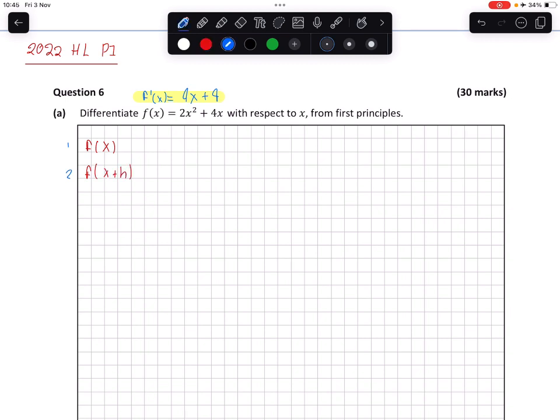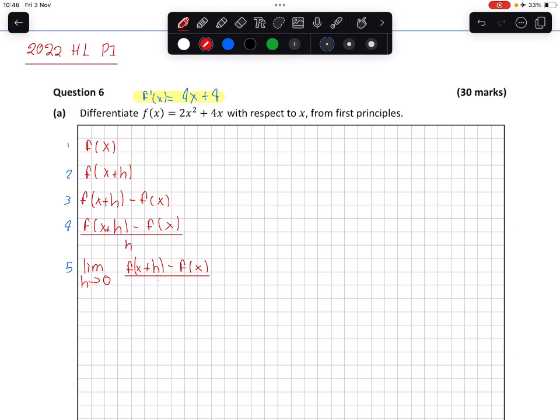Second step, we have f of x plus h. Third step, we have f of x plus h minus f of x. Fourth, f of x plus h minus f of x all divided by h. And the final step, we have the limit, as h goes to 0 of f of x plus h minus f of x all over h.